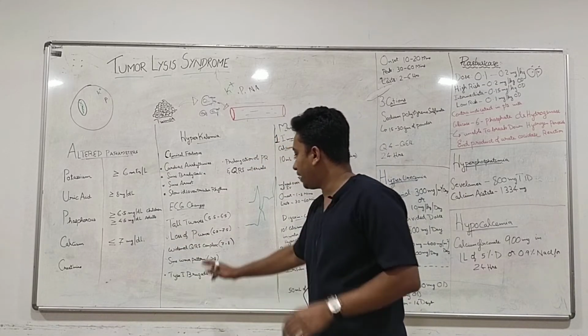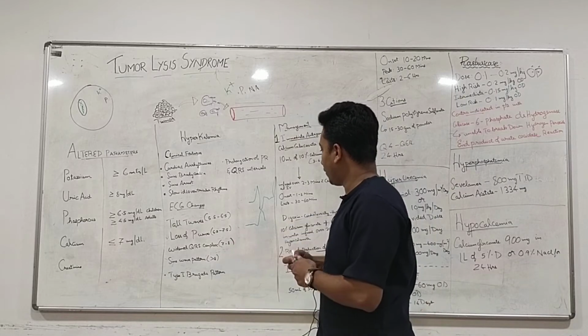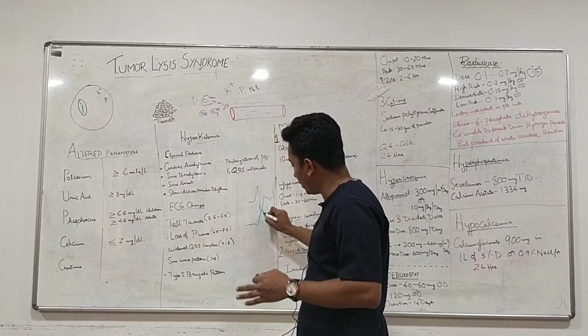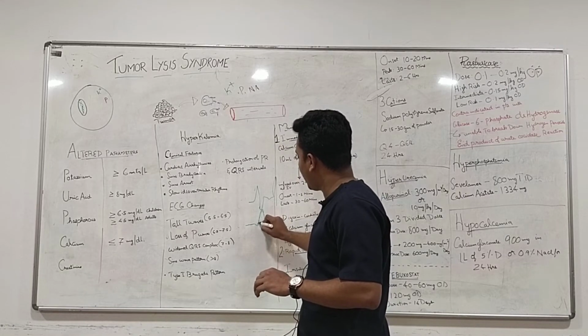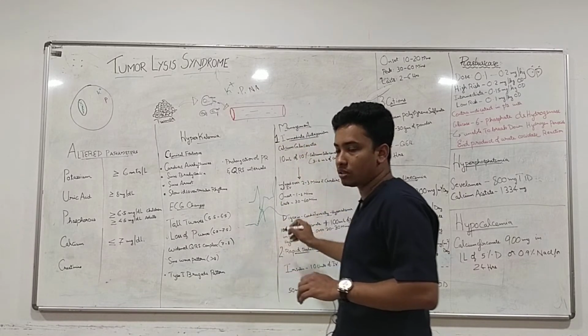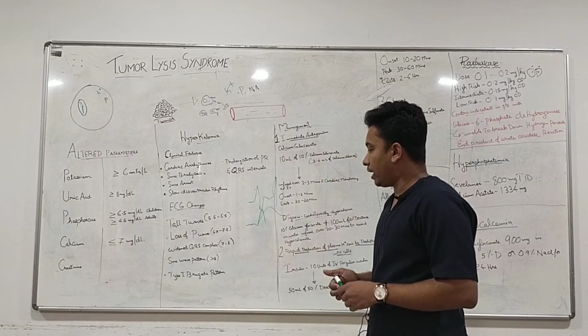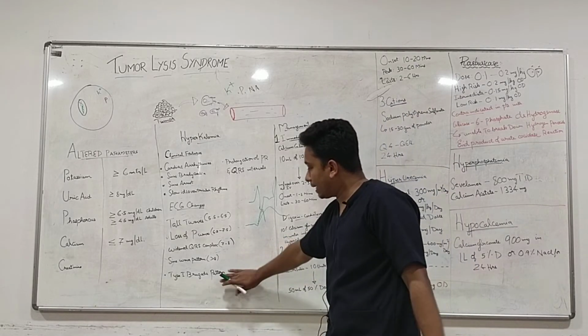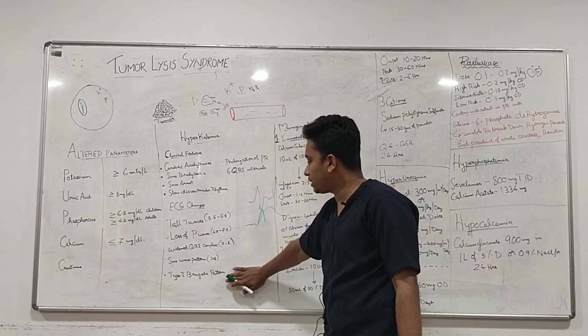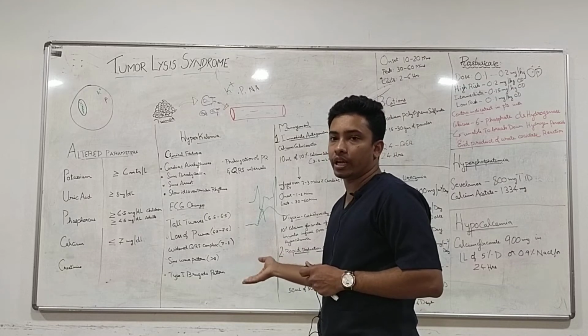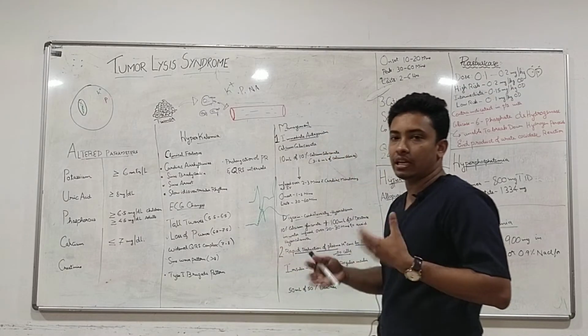And widening of the QRS complex: in a normal ECG the QRS complex finishes quickly, but here the widening prolongs too much. And beyond 8 it's a sine wave pattern, and in very critically ill patients you can see a type 1 Brugada pattern. Sudden cardiac death and everything can occur in these cases, in critically ill patients.